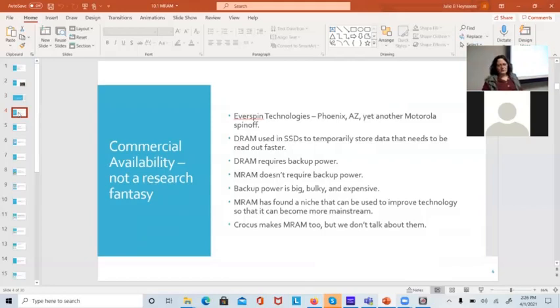MRAM is commercially available. It's not a research fantasy. One of the big companies producing it is Everspin Technologies. They're in Chandler, down by that other company, Intel. And it's yet another Motorola spinoff.